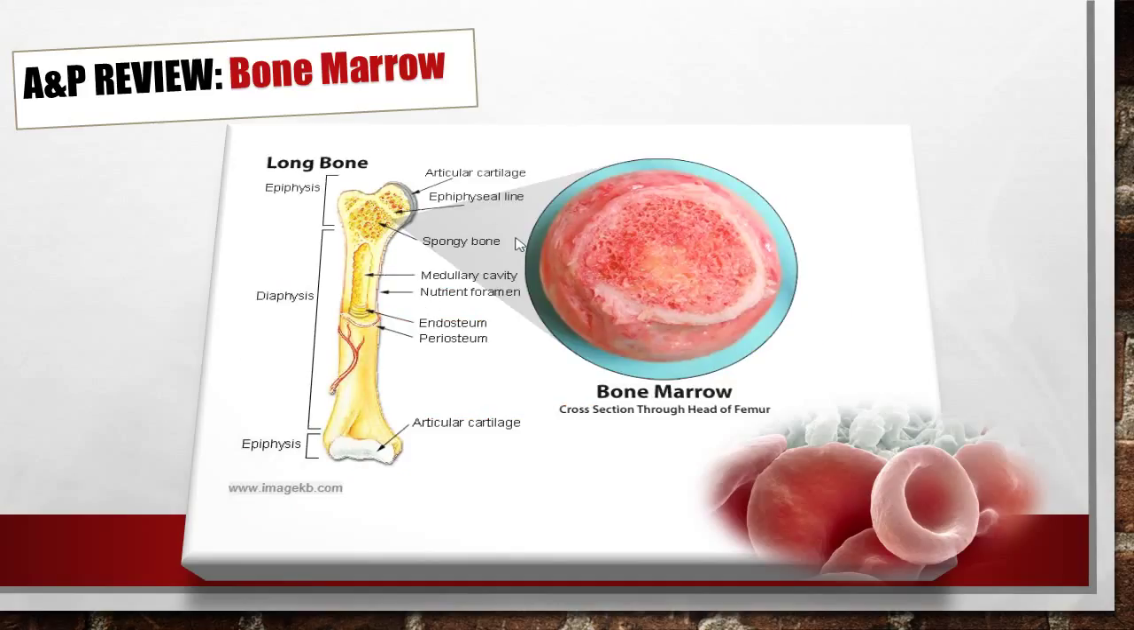Here's another nice picture of the bone marrow. There's a cross section through the head of the femur looking at the bone marrow here. The bone marrow also is involved in the immune responses. The bone marrow produces stem cells, immature, unspecialized, and undifferentiated cells depending on what the body needs.